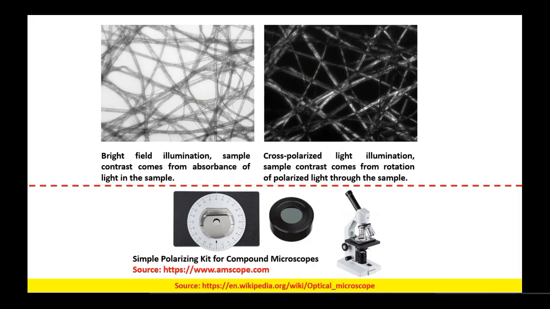Then coming to the polarized light illumination. In the polarized light illumination, suppose you have two polarized sheets and they are kept parallel to each other, so you will find the light passing through. After the first one, you get plane polarized light in between these two sheets.